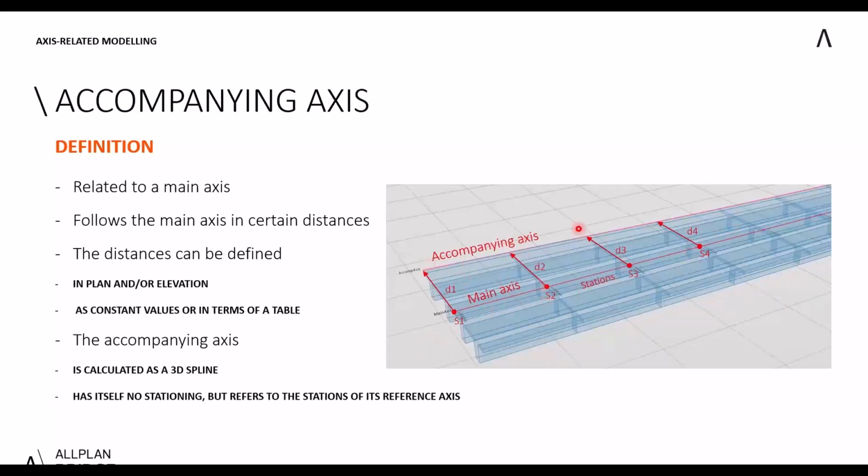And now it is also possible that you relate certain values to the stations on the main axis to create a boundary axis, which is now here an accompanying axis. And then you can just use it in the same way as the boundary axis we've used before, in order to attach the edge of a slab to it. I will also show you this in the live demo.